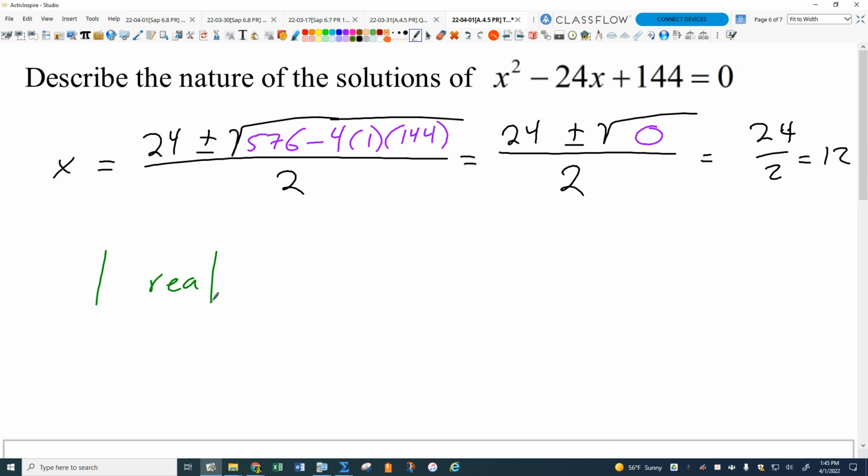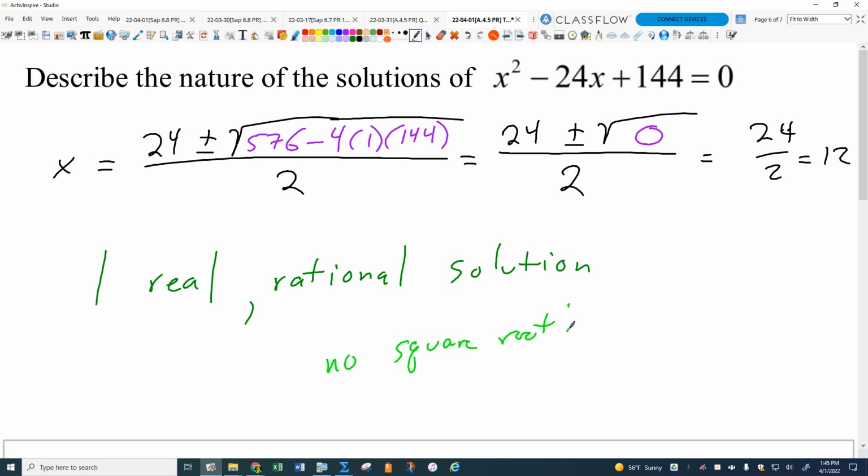Now, is it rational or irrational? It's rational because the square root did go away, didn't it? Square root of 0 is 0. So no square roots. So we get one real rational solution, not two. And again, how come? No square root. So that's why it's rational.